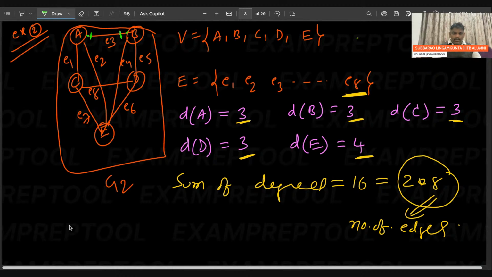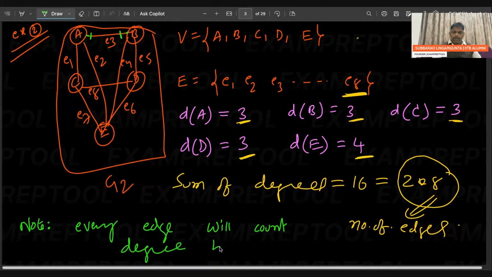If you observe clearly here, note I am writing: every edge will count degree by 2. If anyone has any objection, let me know. Every edge will count degree by 2. Most probably everyone is comfortable with that. So that is example 2.